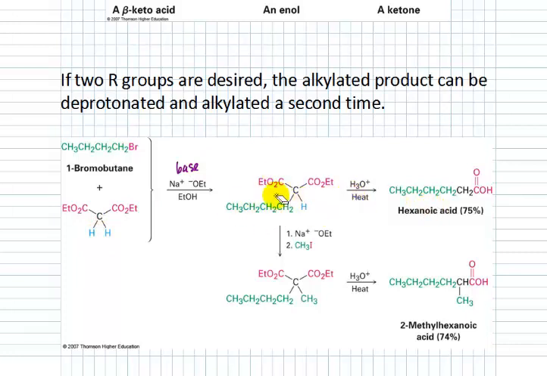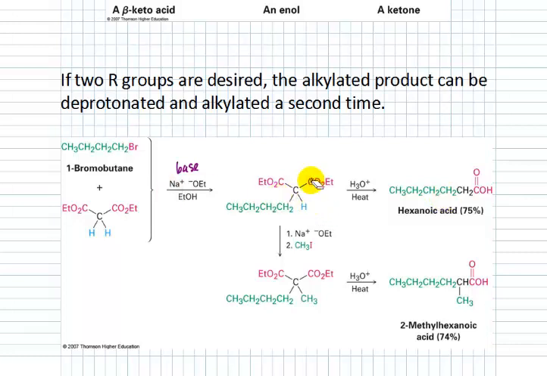Hydronium and heat will first hydrolyze, then decarboxylate. So we end up with, instead of 2 esters, just 1 carboxylic acid and an additional H on that carbon. Now, if we want to, we can add 2 R groups to that, right?